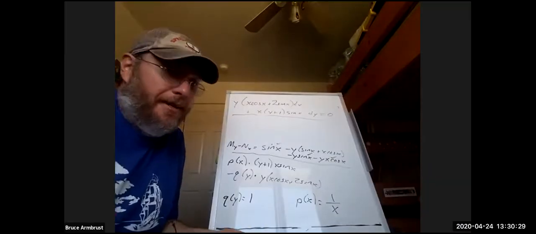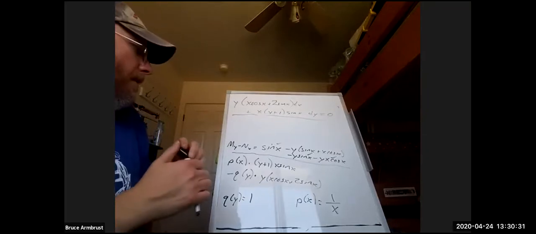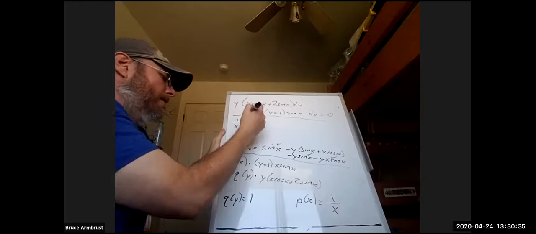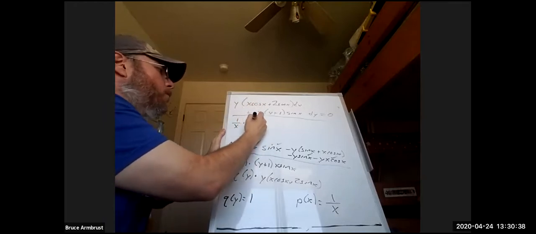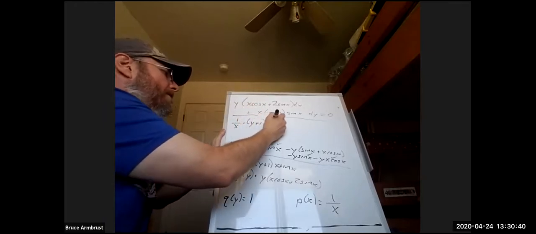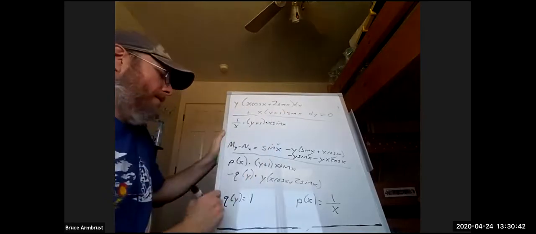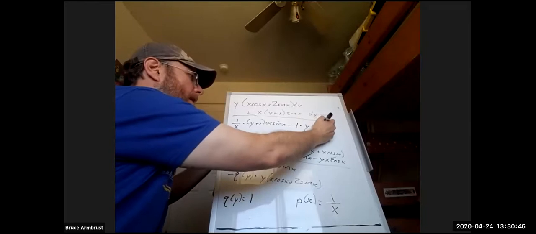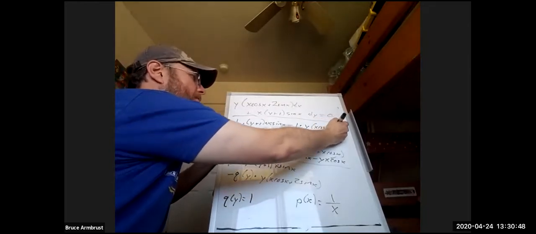So like I just said, you can always check it. Well, how about we check it? Let's see. So we need 1 over x times y plus 1 times x sine of x minus 1 times y times x cosine of x plus 2 sine of x.